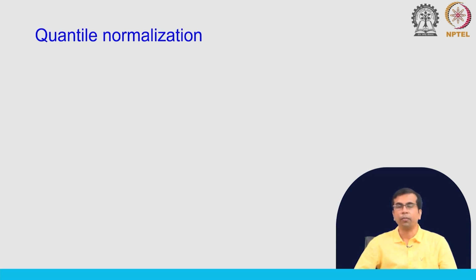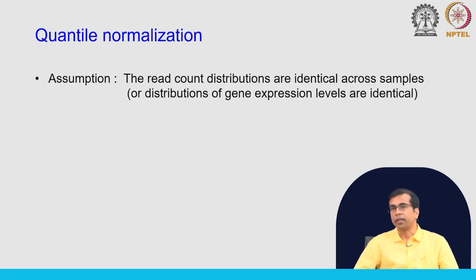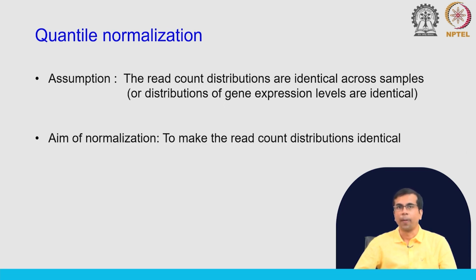So, what is quantile normalization? Again it starts with an assumption. Okay. The assumption is that the read count distributions are identical across samples. Okay. So, this is a specific assumption, right. Maybe the genes are not showing the same expression, but the distributions are identical. Okay. They will not change between samples. Or what it means in other words is that the distribution of gene expression levels is identical. Now, if you think about this assumption, you might have some questions, but keep those with yourself for the moment, right, because we will discuss a bit more about this.